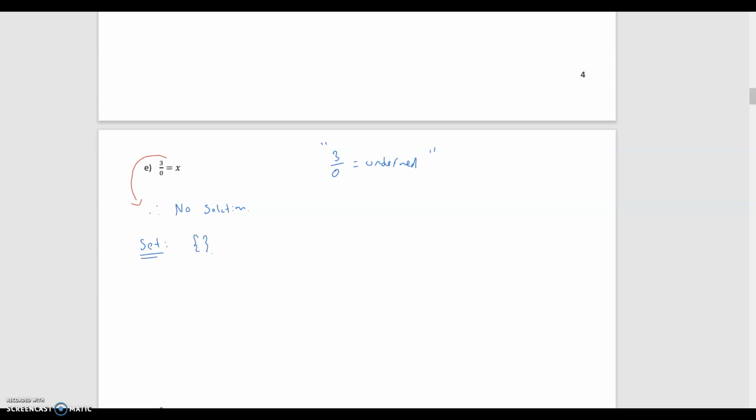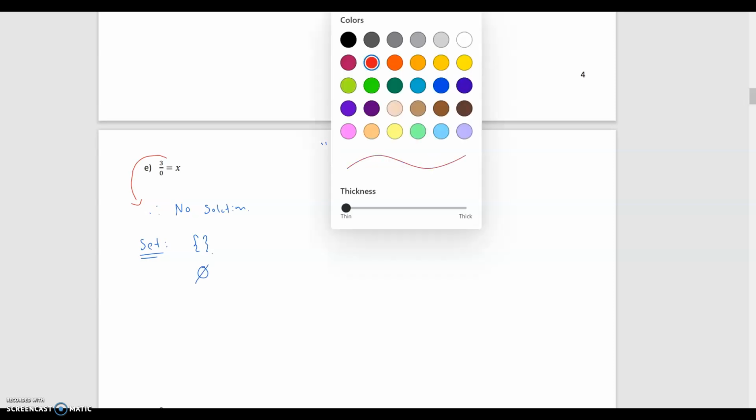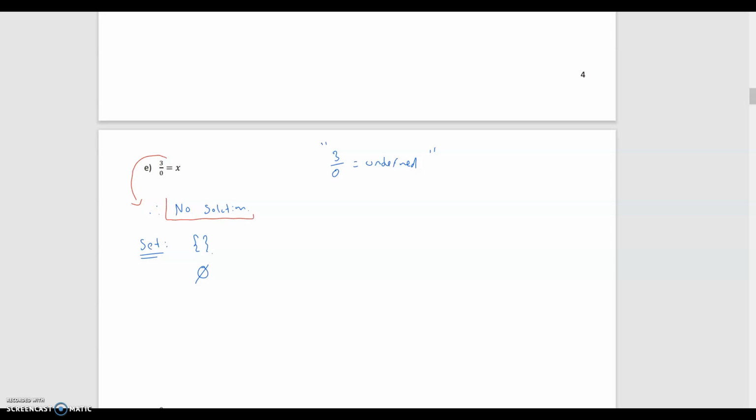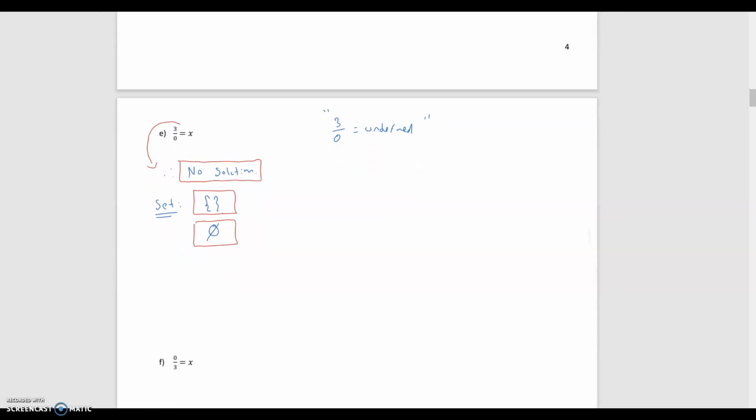You can rewrite it as the squiggly brackets with nothing in it, or a 0 with a line across. In any case, this is the no solution case. So you wouldn't say that x is undefined. You could mention x is undefined, then no solution. So your final answer should be including the no solution. This is one that unfortunately doesn't have a solution.